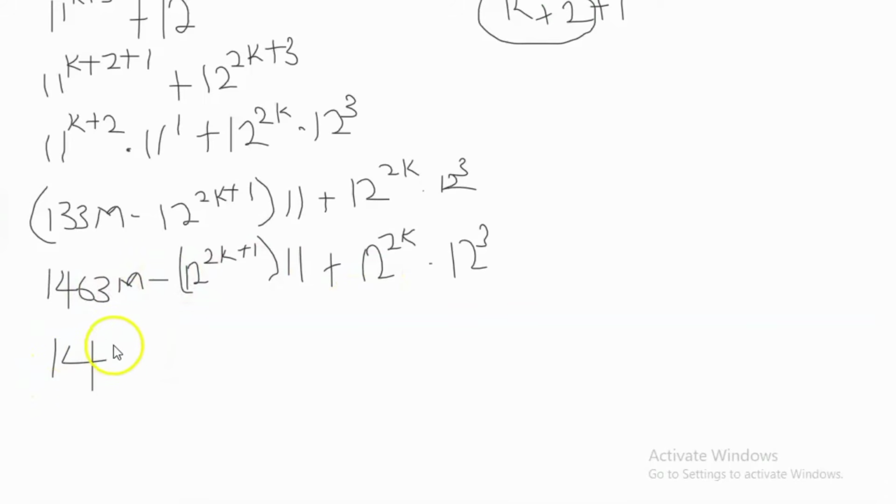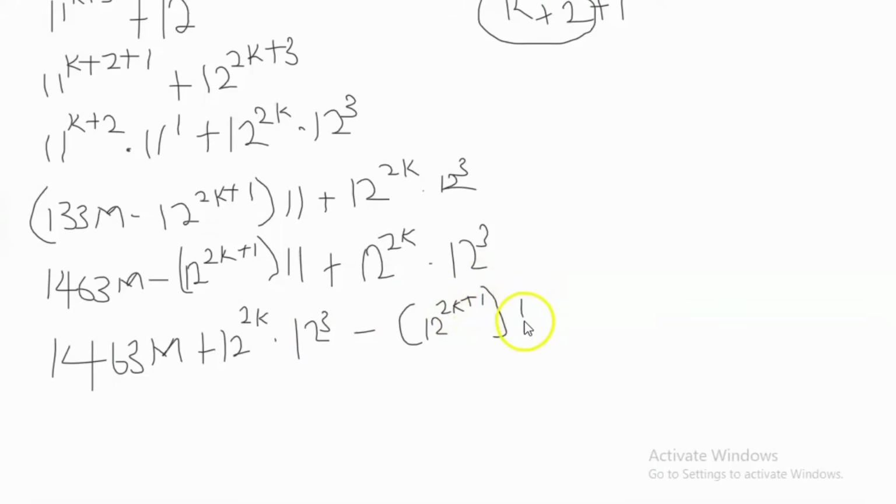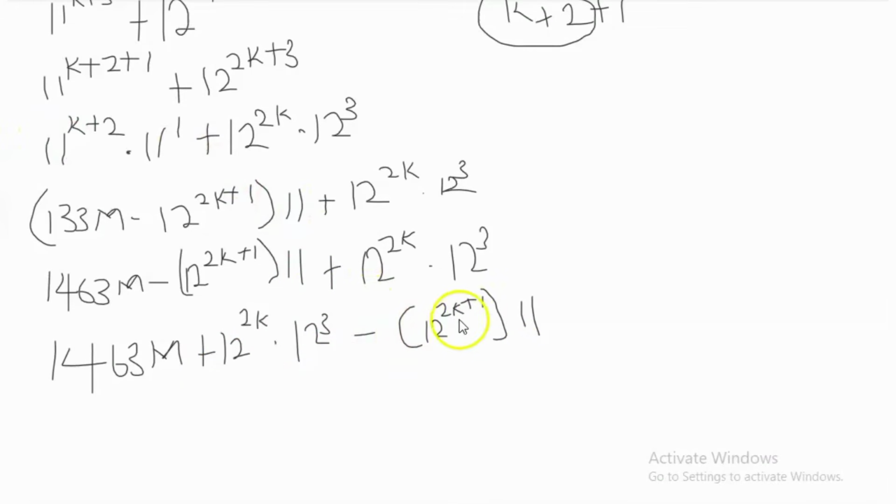So 1463m plus 12 to the power of 2k multiplied by 12 to the power of 3 minus 12 to the power of 2k plus 1, everything multiplied by 11. So all I have simply done is rearrange this. It's still the exact same thing as this. All we did was rearrange. Alright? So now we're going to expand this one, then we'll see what happens from there.